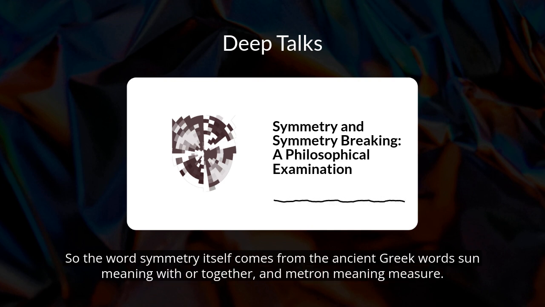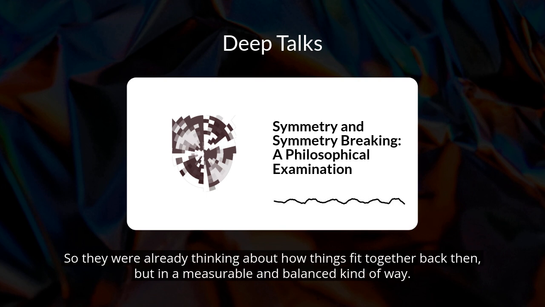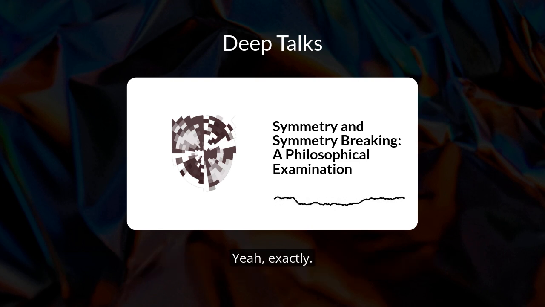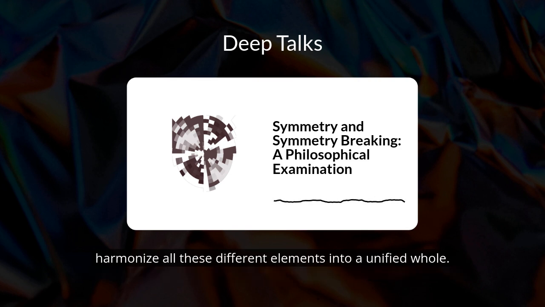The word symmetry itself comes from the ancient Greek words sun, meaning with or together, and metron, meaning measure. Initially it was all about this idea of commensurability, a concept you can find back in Euclid's Elements. So they were already thinking about how things fit together back then, but in a measurable and balanced kind of way. But the concept developed and broadened to include this idea of a relationship of proportions, based on numbers, where you harmonize all these different elements into a unified whole.